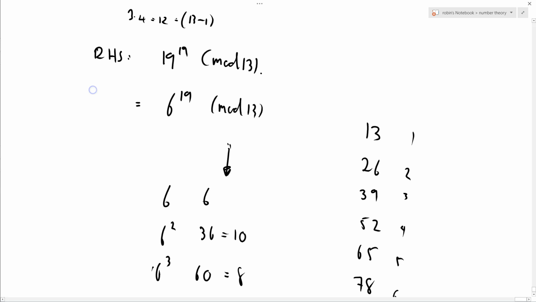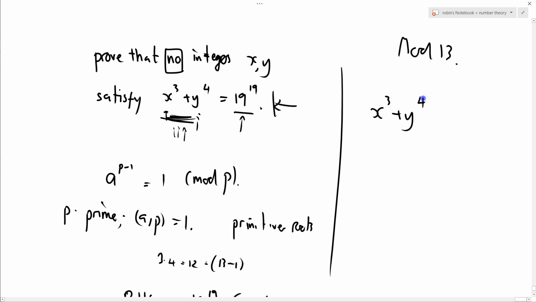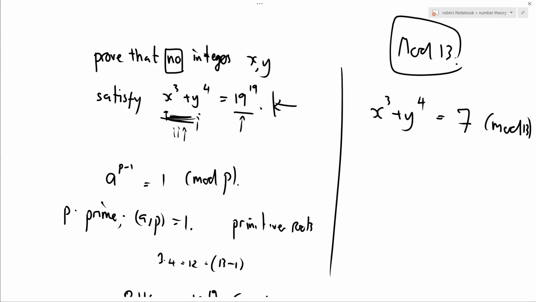So what have we done here? We've had a look at this equation, and if everything is modulo 13, we've got x cubed plus y to the 4 equals 7 modulo 13. Do there exist such values? Well, let's work out what they are modulo 13, and then see if we can conclude anything from that. Okay, well, let's write out what x and y might be.